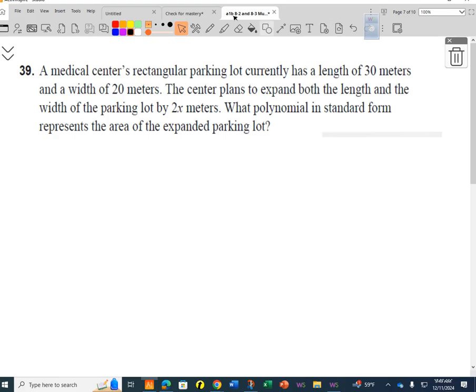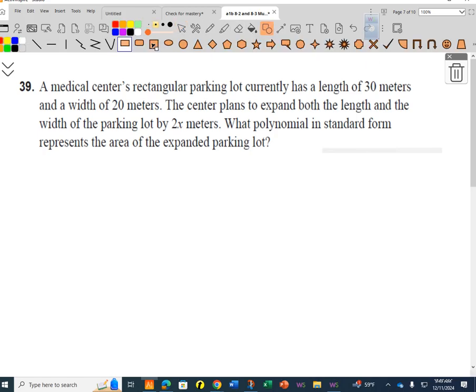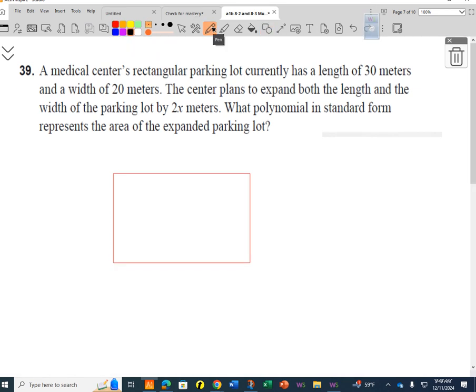So what we're going to do is draw a diagram together. Let's start by drawing a rectangle. This is going to be our parking lot. You have to have this diagram on your homework to get credit for it. It tells us the length is 30 meters and the width is 20 meters. So I'm going to call this the length and this the width. So far, so good? Good? Okay.